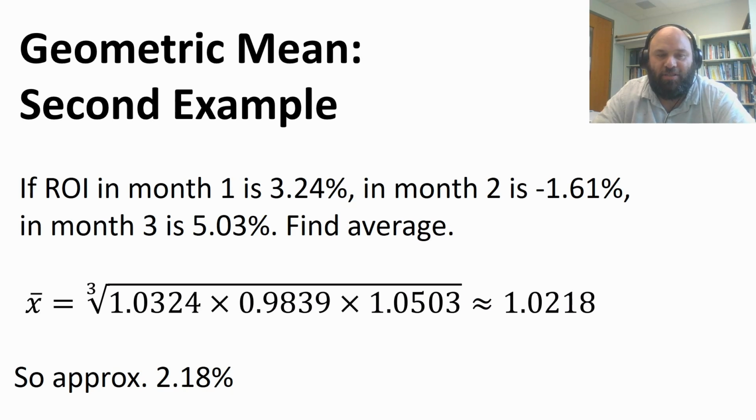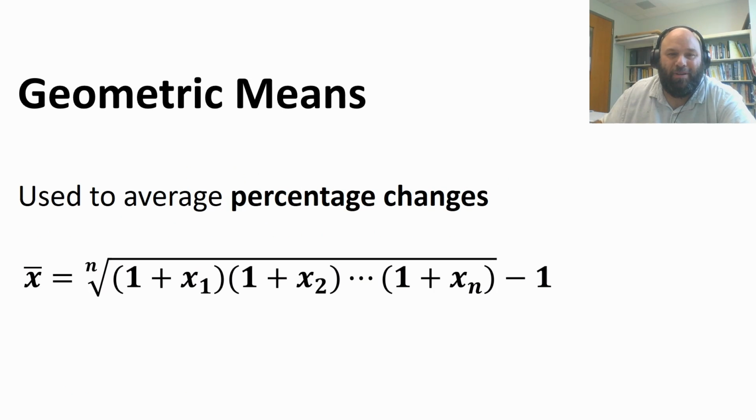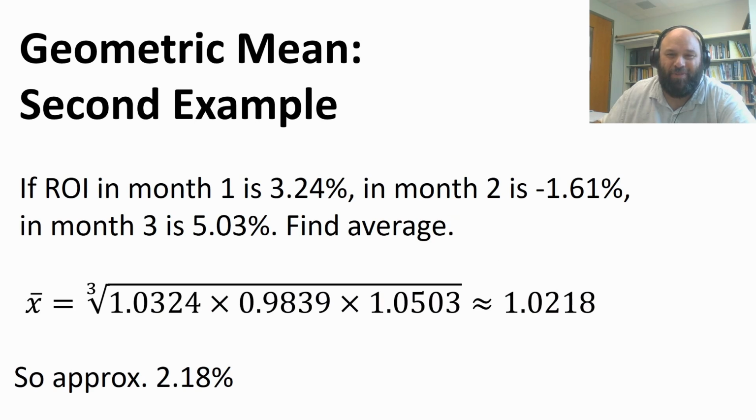Before going on, pause this video and perform that calculation and make sure you get the same thing. So hopefully you verified that. And remember, we subtract 1 off from that result to get our average percentage change. So if we take the 1 off, our average percentage change is 0.0218, or in percentage terms, 2.18%. So the 5.03% helped us increase our average after it was brought down by the losses in the second month.